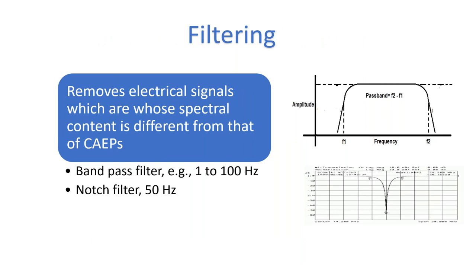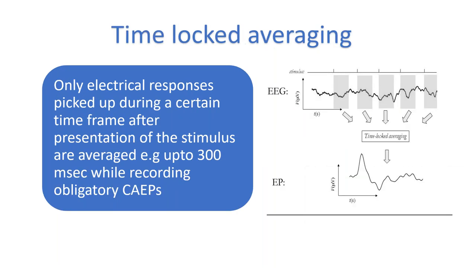Filtering again removes electrical signals which are outside the spectral content. What is normally done is we decide which potentials we are measuring, what the frequency content of those potentials is, and based on that, we set the filter. Generally, we have a bandpass filter, which as I already said, we use from 1 to 100 hertz or 1 to 30 hertz. It will pass only those frequencies and cut off the other frequencies, both lower and higher. The instruments also have an option for a notch filter, which can cut off electrical artifacts at 60 hertz or 50 hertz, depending on the power line.